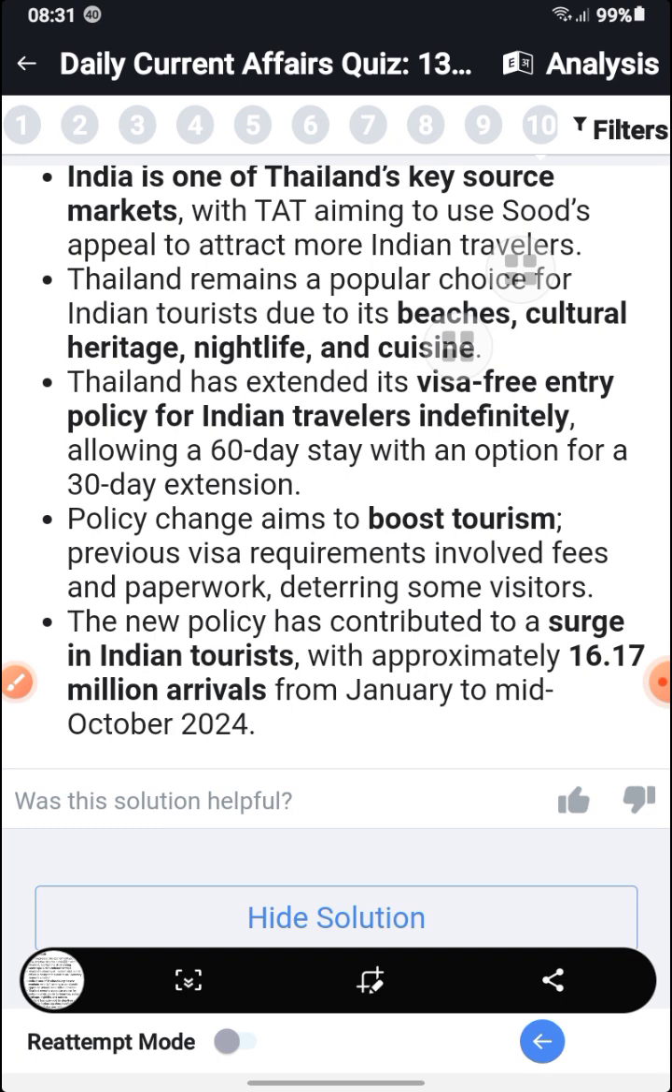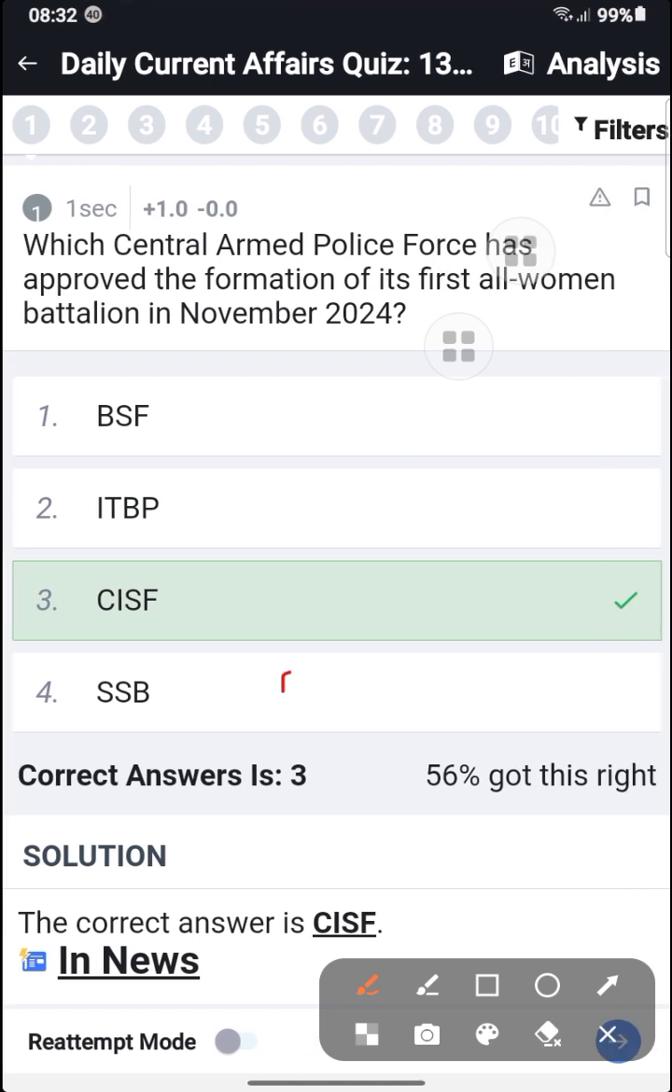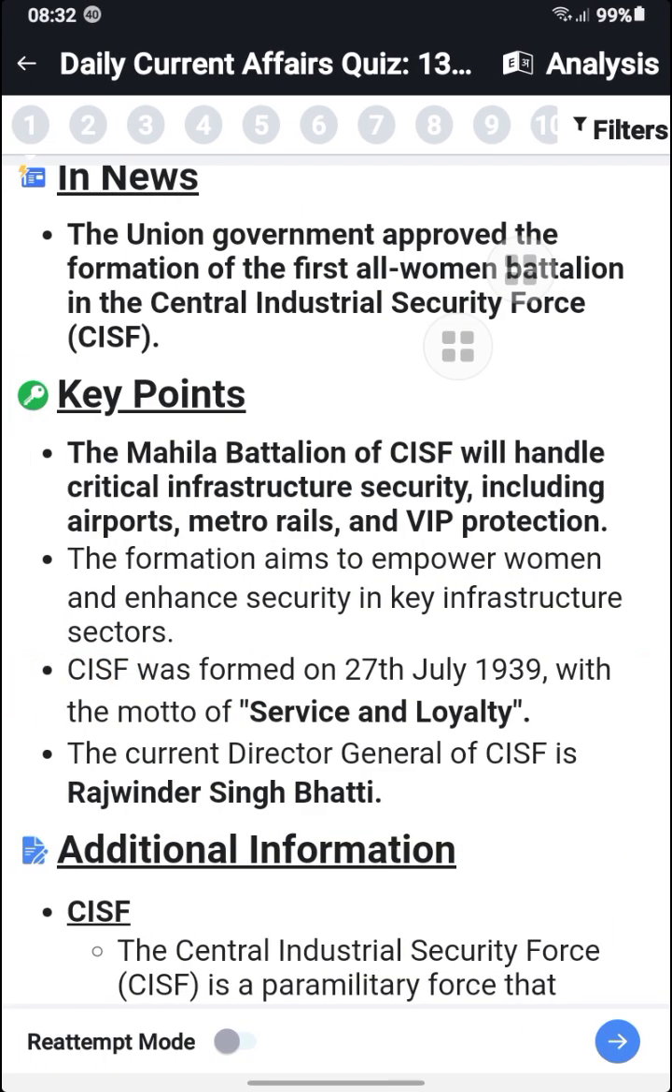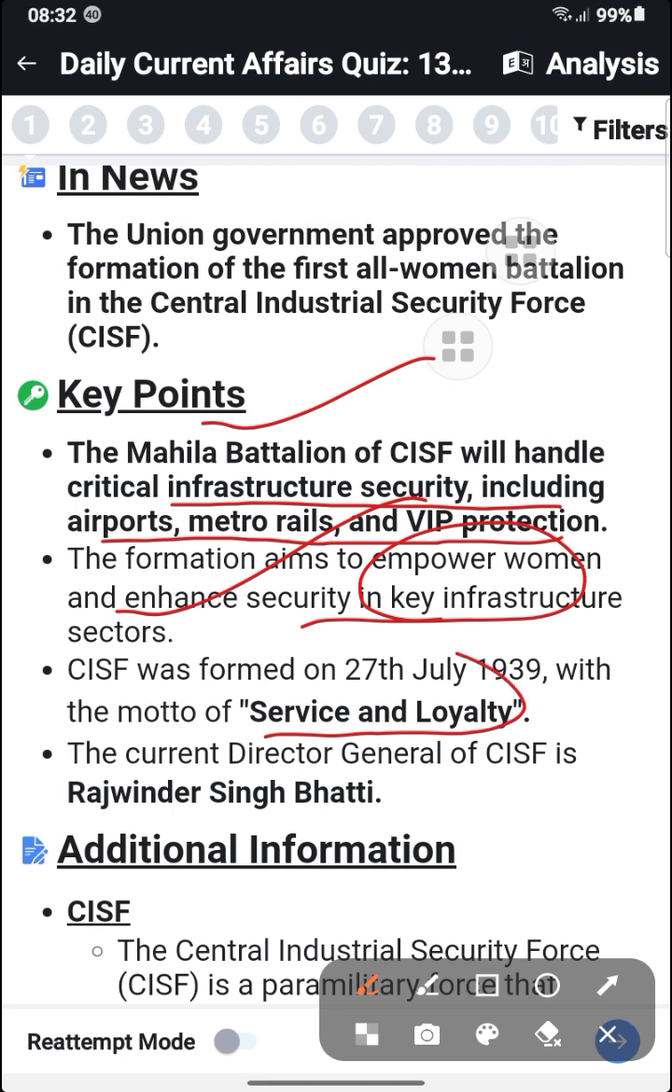There were 1.6 million arrivals in January. Next, the Central Armed Police Force has approved the formation of the first all-women battalion in the CISF. The Mahila battalion will handle critical infrastructure, including airports, the metro, and VIP protection. The formation will empower women and enhance infrastructure, with service and loyalty.